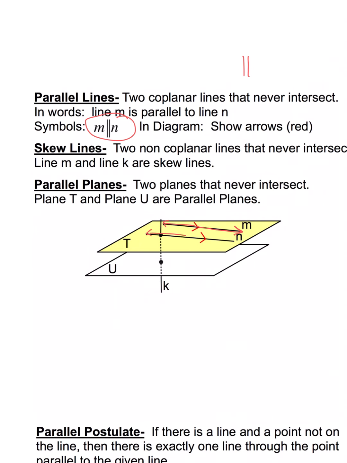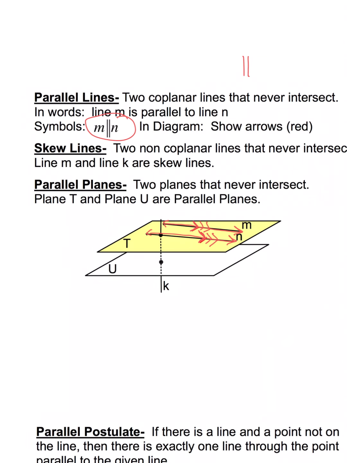Remember, in a picture, lines are parallel when they have these little arrows. So I have two little arrows on here. It's almost like the tick marks, but it's different. Now you can have more than one arrow. You could have two, you could have three. As long as they have the same number of arrows, those lines are considered parallel.